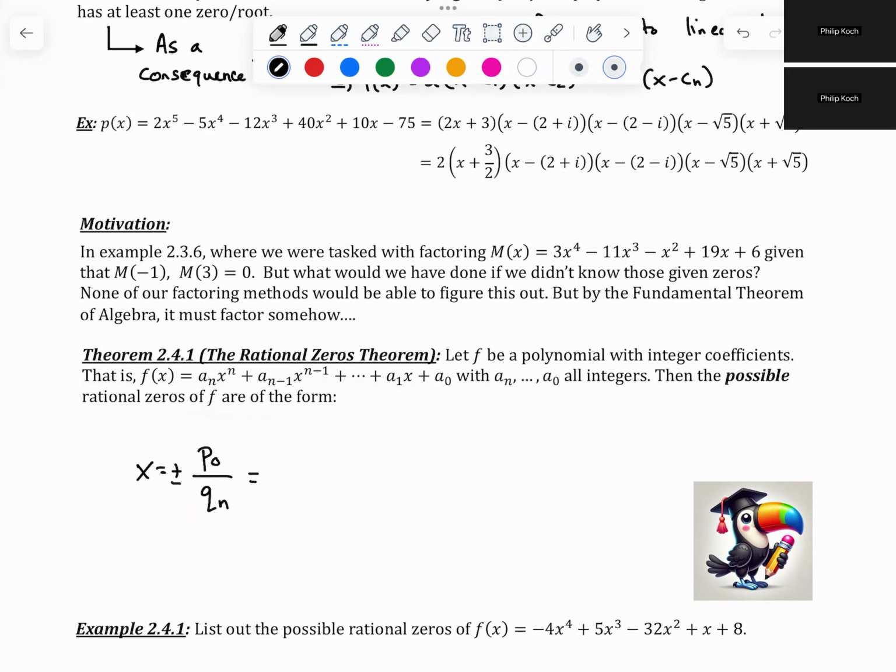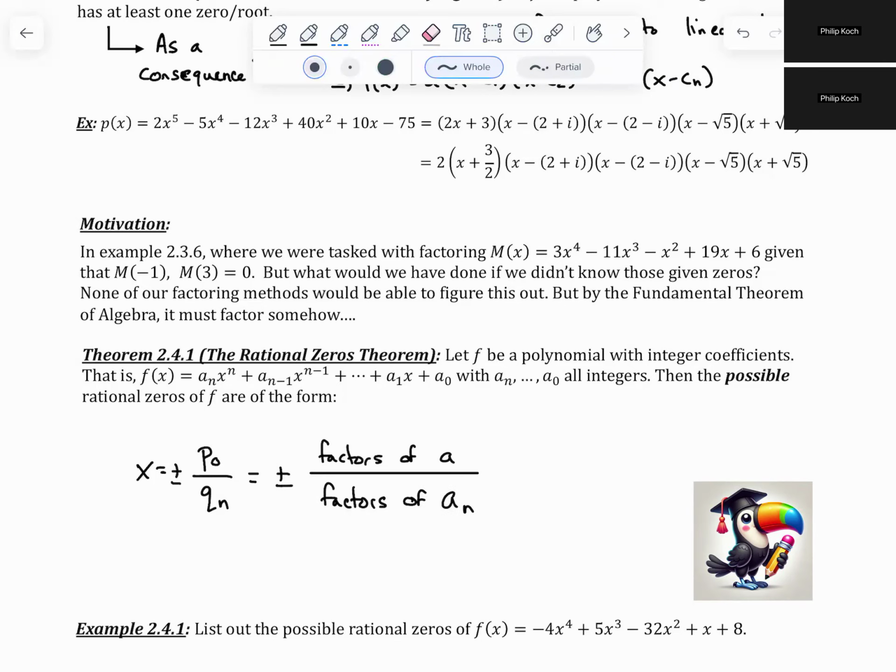What does p sub 0 and q sub n mean? These are plus or minus the factors of a sub n divided by the factors of q sub n. Oh my God, it should be factors of a sub 0 up top. I'm sorry. It's p sub 0 over q sub n, where p sub 0 is a factor of a sub 0 and q sub n is a factor of a sub n. Looks really intimidating at its standpoint. Once you see it in action, it'll start to make way more sense.